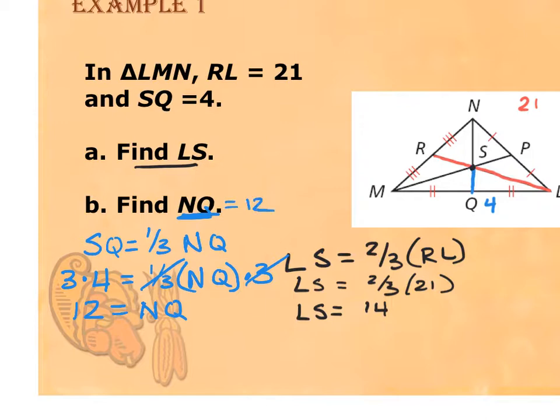Wait, can you do it using 2/3? Well, 2/3 is NS. It never asked us about NS. That's why we didn't do it that way. So NS is that bigger piece. It asked us about NQ, and NQ is the whole thing. SQ is the smaller piece, so we used the 1/3 part there. You could probably work something out that way, but it's much longer and would take more steps.